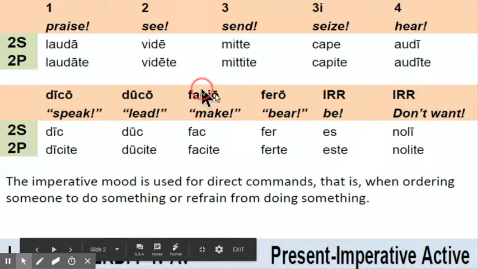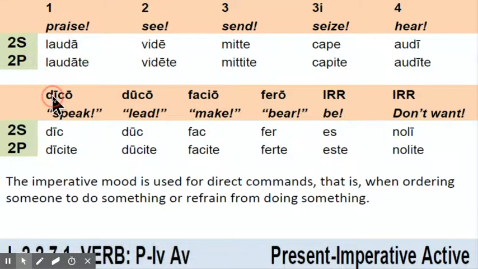Let's go. The imperative is going to be used for commands. It is only giving a command to the second person singular, you, or second person plural, y'all. You don't necessarily have to worry about the irregulars, but you do have to worry about the command. So the command will just be lada, ladate, wide, widete, mite, mitite, cape, capite, audi, audite. Notice the command for the plural is the ate ending.